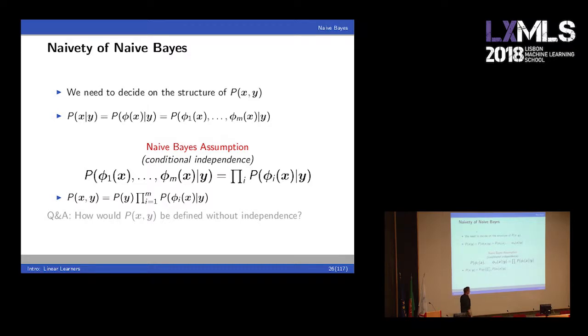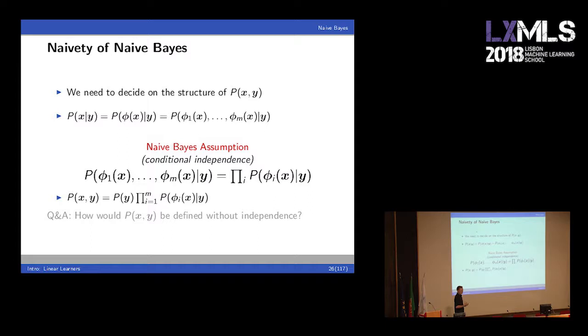Okay, so why is naive Bayes called naive Bayes? Because we are making a conditional independence assumption. The conditional independence assumption means that the probability of the joint feature representation, the probability of all features, feature 1 up to feature m given the label, is just the product of the probabilities of the individual features given the label. So this is an independence assumption that is naive in a sense, right?